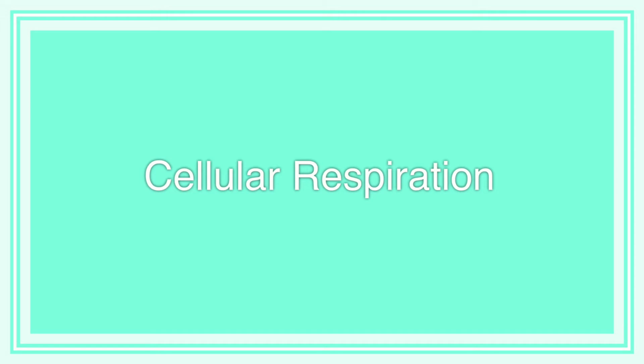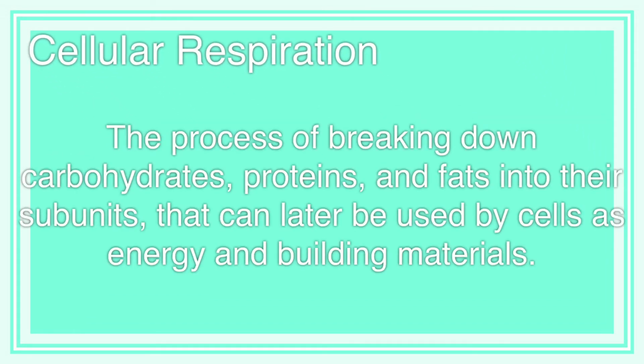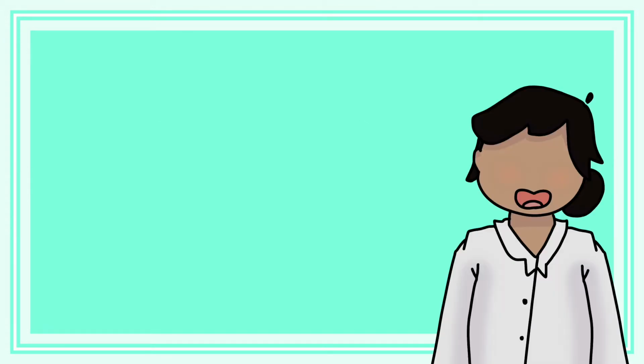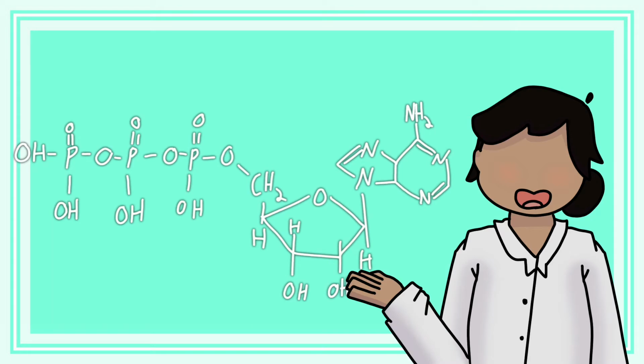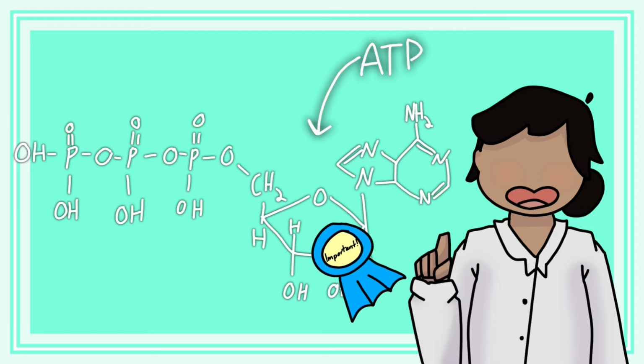Cellular respiration is the process of breaking down carbohydrates, proteins, and fats into their subunits that can later be used by cells as energy and building materials. In the process of cellular respiration, the biochemical energy from food is converted into adenosine triphosphate, also known as ATP. ATP is necessary for living things to do necessary life functions.